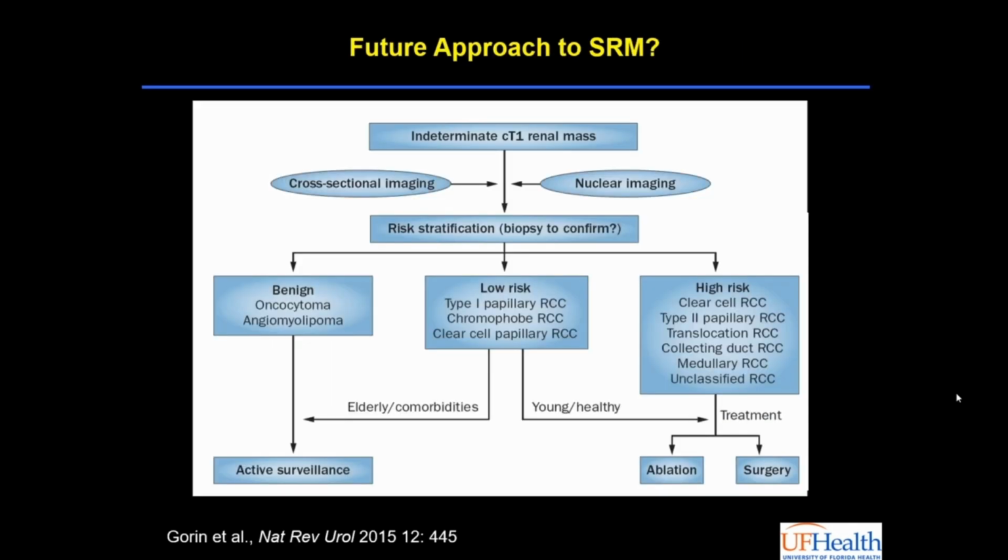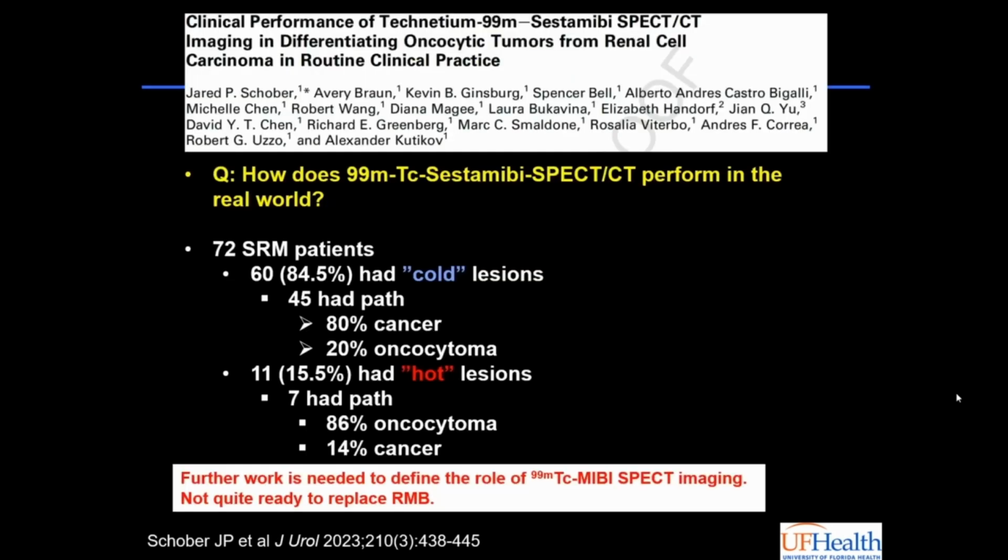And they proposed that if you had a small renal mass, we can use a combination of conventional cross-sectional imaging and add nuclear imaging, specifically SPECT sestamibi, to help risk stratify who is likely to have a benign tumor versus a low-risk tumor versus a cancerous tumor. Well, unfortunately, not so fast.